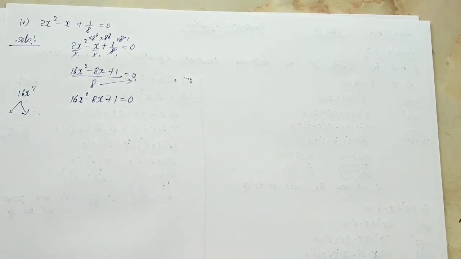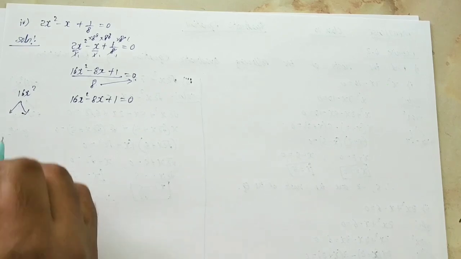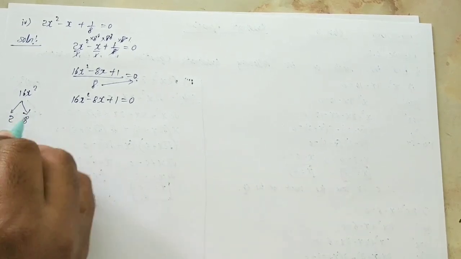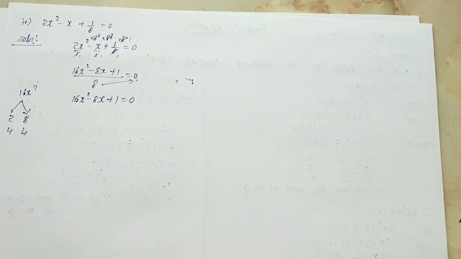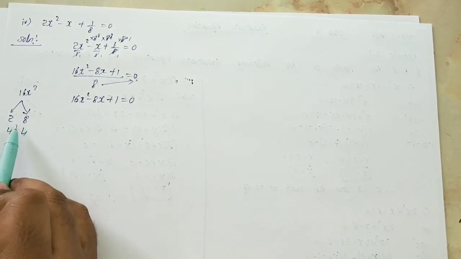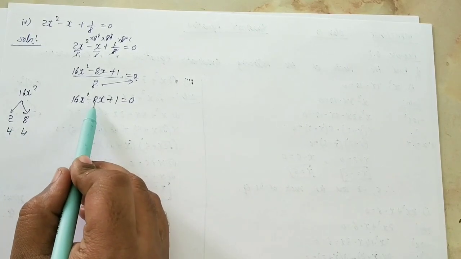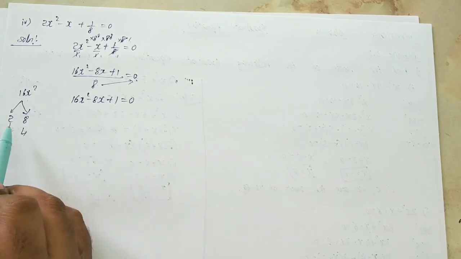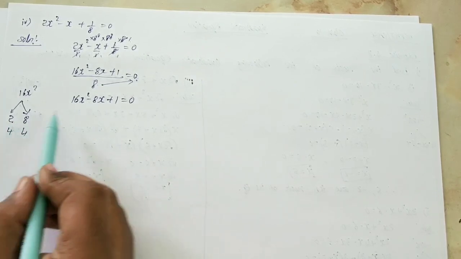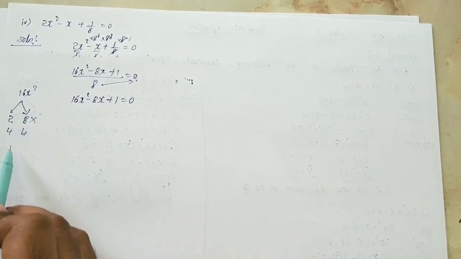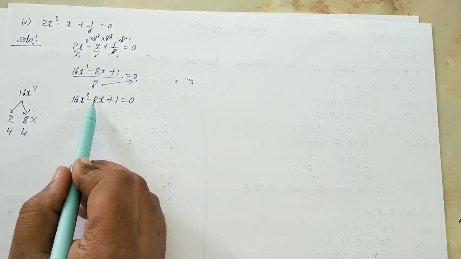So now we have to calculate in which table 16 will come. So here 2 8s are 16 or 8 2s are 16. Next 4 4s are 16, right? So we have to add or we can subtract, but we should get minus 8 here, right? So if we add 2 and 8, we will get 10. If we subtract, we will get 6. So this is not possible, right? So now if we add 4 and 4, we will get 8, right?